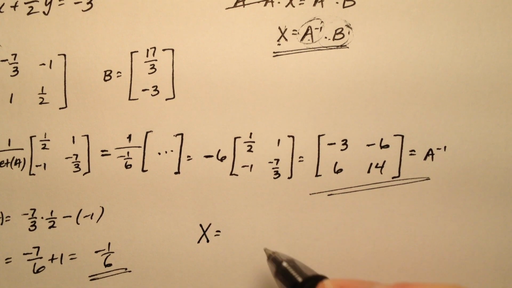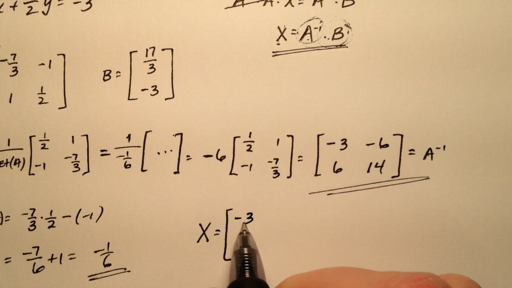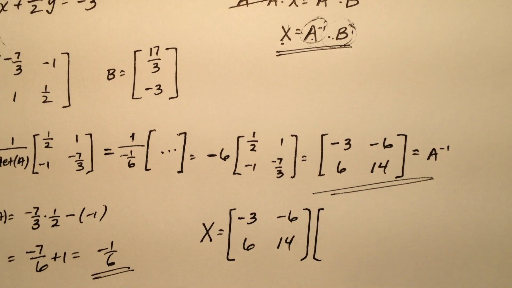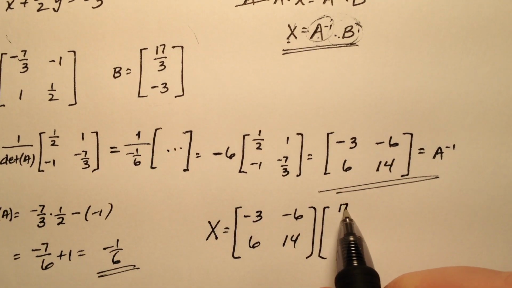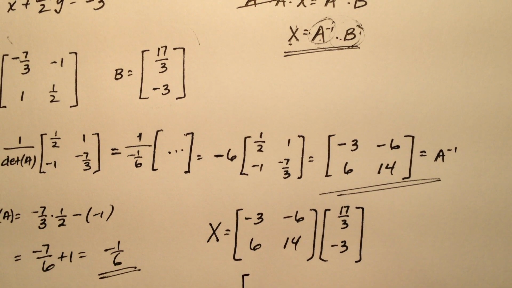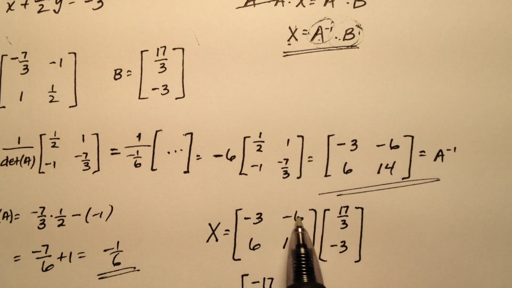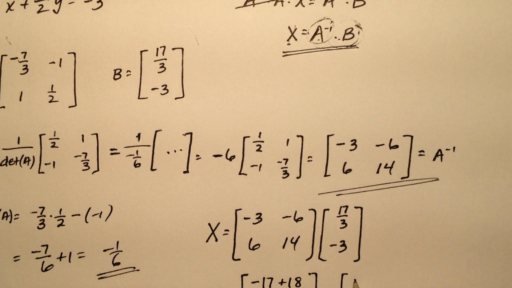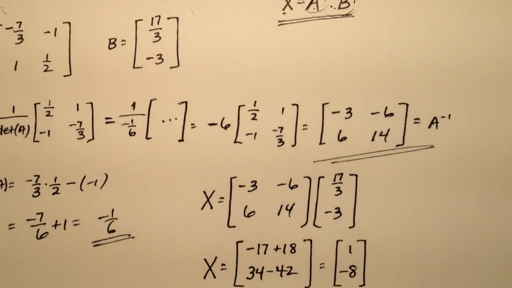So X equals, let me go ahead and rewrite this inverse matrix down, and I'm multiplying that by B, which would be 17/3 and negative 3. So X equals, so negative 3 times 17/3 will be negative 17. Negative 6 times negative 3 is positive 18. So we know that first value there is just going to be 1. So 6 times 17/3 will be 34. And 14 times negative 3 is negative 42. So negative 8.